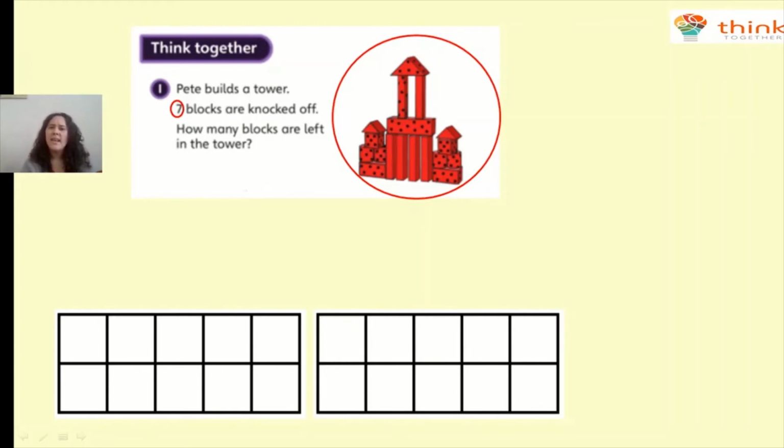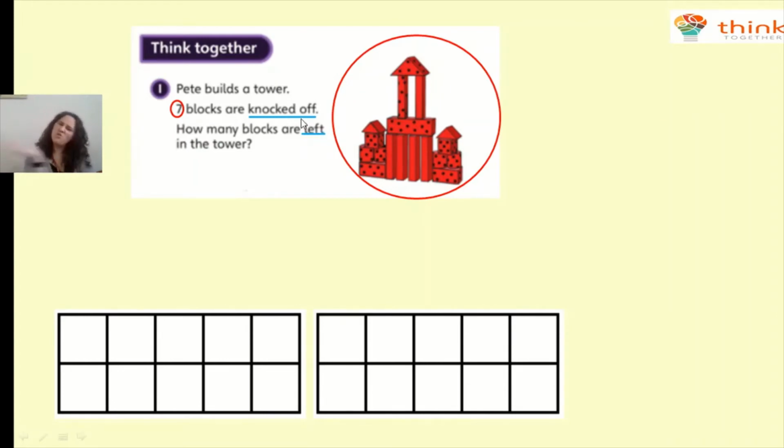Now we've got the numbers, let's think about if we're going to add or if we're going to subtract. Let's read the question again and see if we can spot those words that will help us to know what we need to do. Pete builds a tower. 7 blocks are knocked off. How many blocks are left in the tower? Did you spot the words that are going to help us to know what we need to do? Fantastic. Let me show you the words I spotted. I spotted knocked off and left.